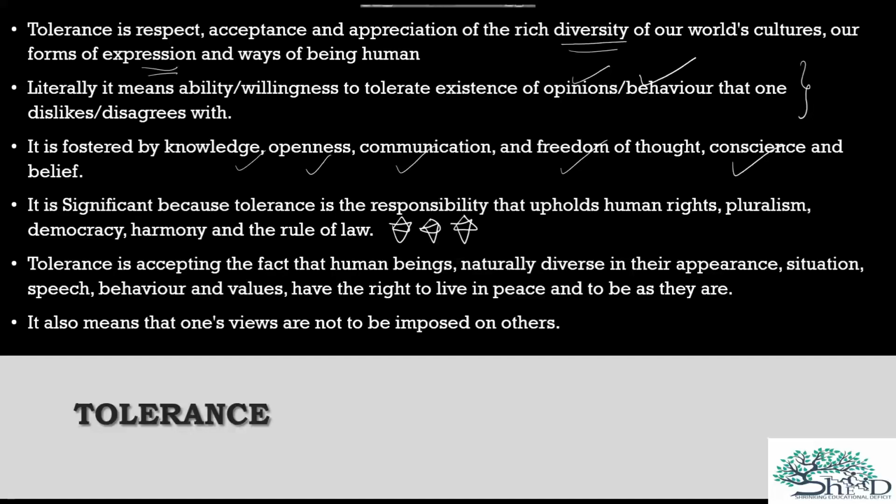Okay, this can be made into a 100-word answer also. When you explain the meaning of human rights, pluralism, democracy, harmony, we'll see some of it, the important ones. These are all definitions, different definitions, 1, 2, 3. So it is accepting that human beings are diverse in their behavior, thought, and values, and they have the equal right to live in peace and to be as they are.